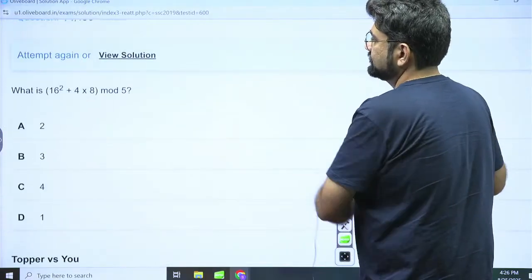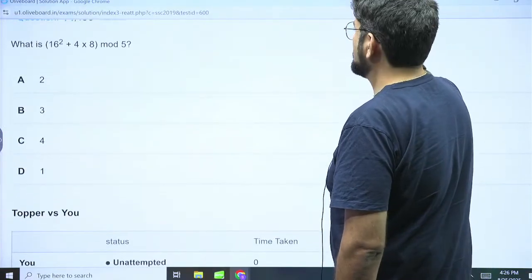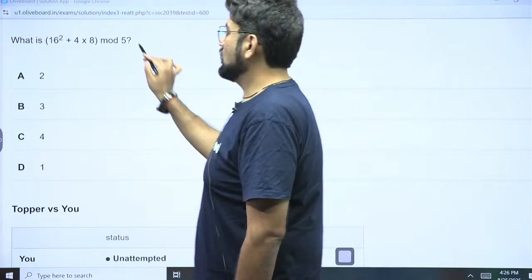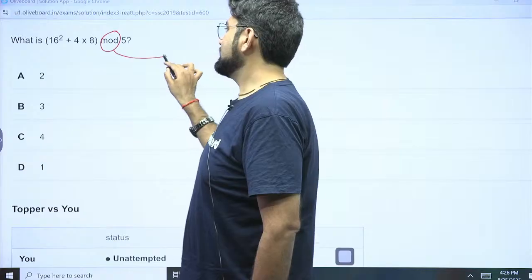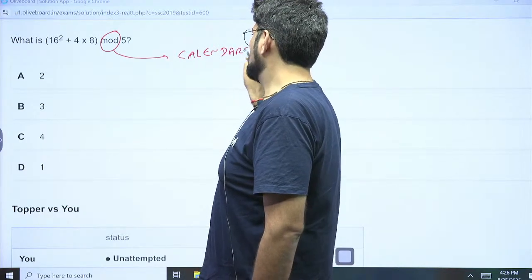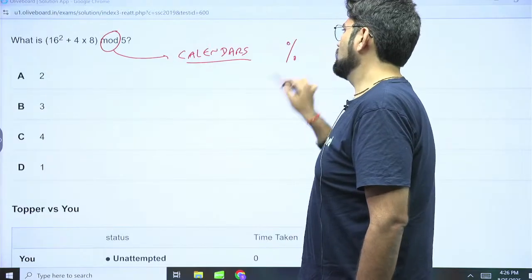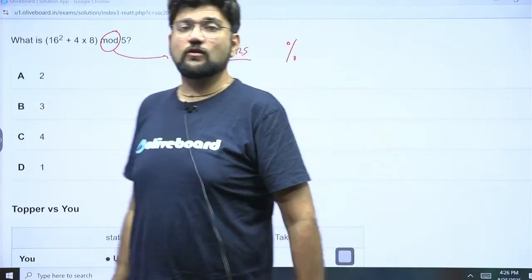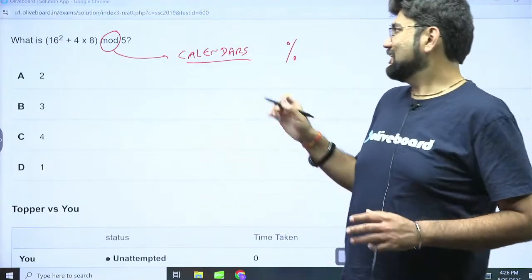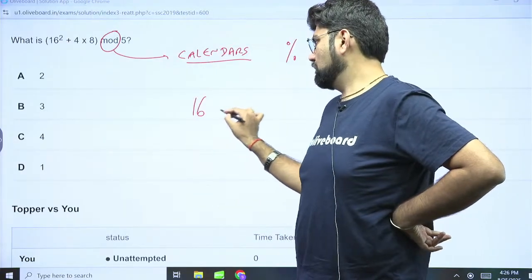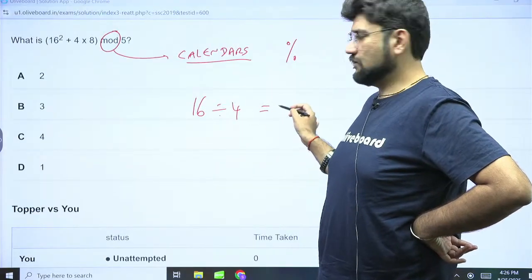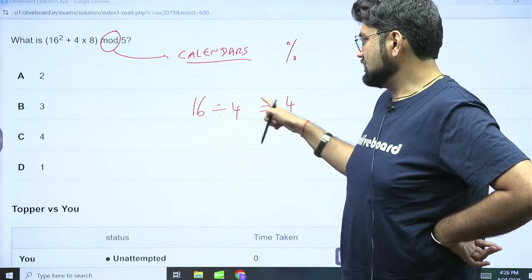Oh wow. These new types of questions are troubling a lot of students, and a lot of students have to take classes for this. Remember, if you have learned calendars with me or with anybody for that matter, you have seen this percentage sign. It actually stands for modulo division. What is modulo division, or mod? If I divide 16 by 4, what will my answer be? It will be 4. That means I am taking the quotient.